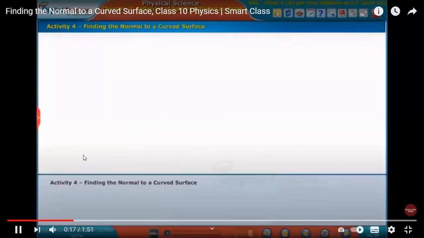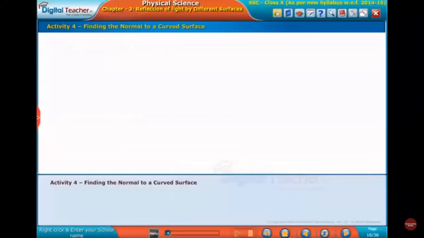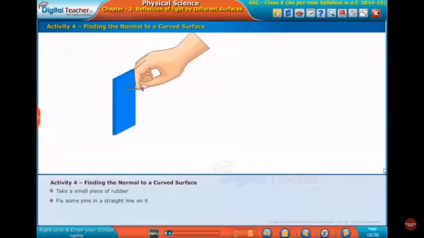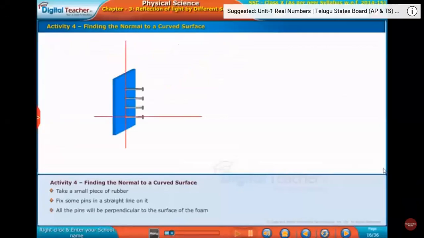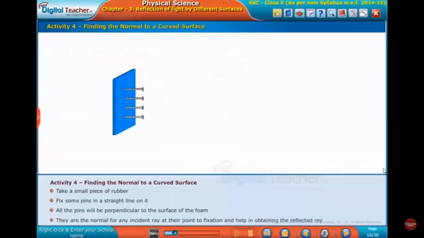Activity 4. Finding the normal to a curved surface. Take a small piece of rubber. Fix some pins in a straight line on it. All the pins will be perpendicular to the surface of the foam. They are the normal for any incident ray at their point of fixation and help in obtaining the reflected ray.